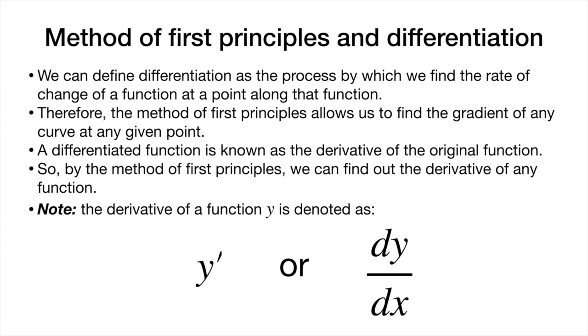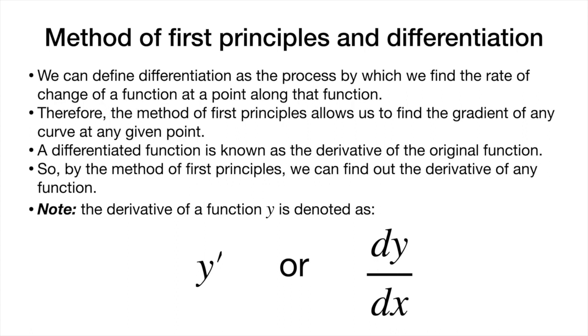So how exactly is this connected to calculus? Well, differentiation is the process by which we can find the rate of change of a function at a point along the function with respect to one variable. And since the method of first principles allows us to find the gradient of a function, it also tells us the rate of change of the function at any point on the function with respect to one variable. We call the differentiated function the derivative of the original function.